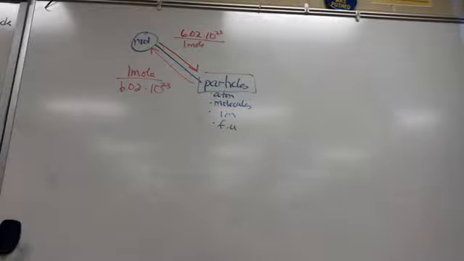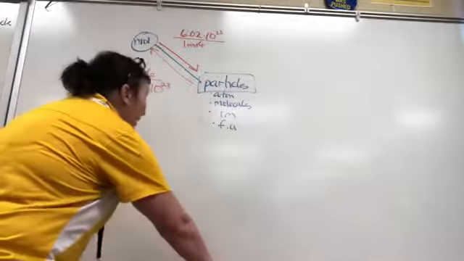Just like a dozen something equals 12. A few of something equals 3. A couple of something equals 2. A couple, a dozen, a few, those are words to tell us numbers. A mole is a word to tell us a number. That's all it is. Okay? Does that make sense?